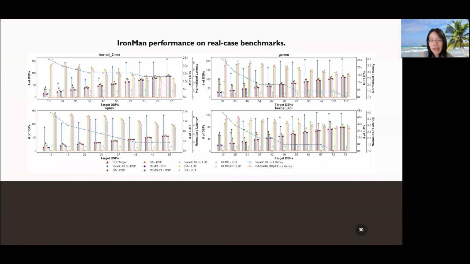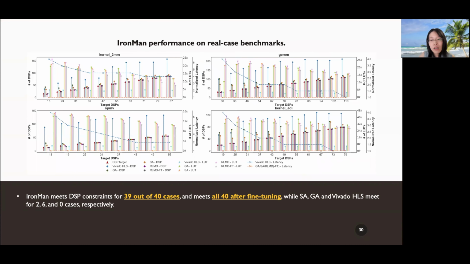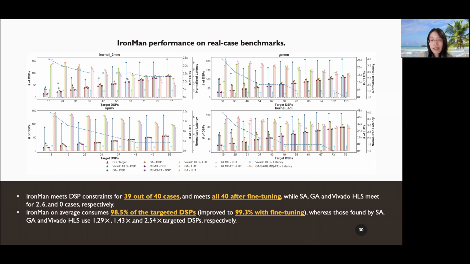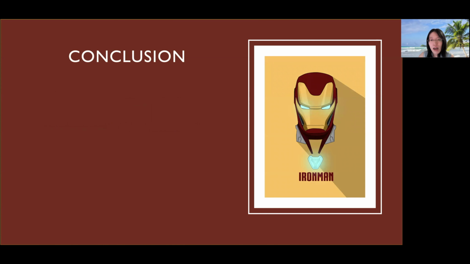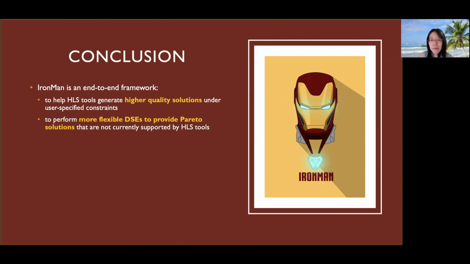We then fully evaluate IronMan performance on real case benchmarks. Among 4 real case benchmarks with 40 different DSP constraints in total, IronMan is able to meet 39 of them and can further improve to 40 by fine-tuning. Specifically, IronMan can perfectly match the target DSPs, whereas those solutions found by SA, GA and Vivado HLS consume much more DSPs. In terms of the latency, IronMan always keeps the shortest latency, while Vivado HLS increases the latency by up to 6 times.